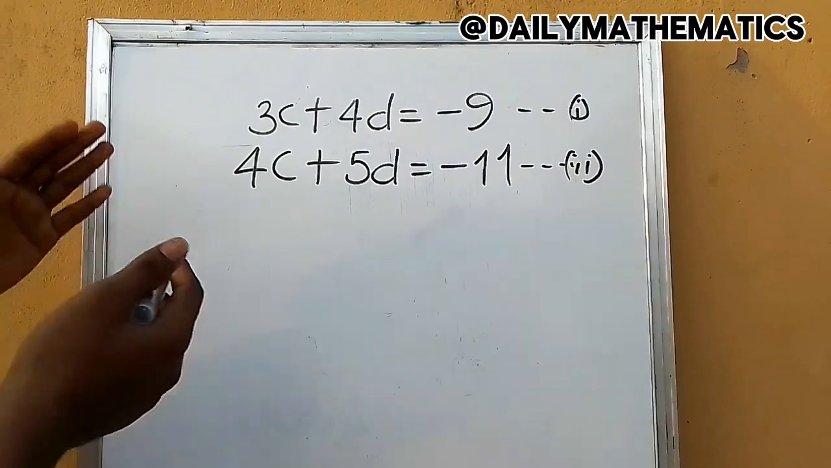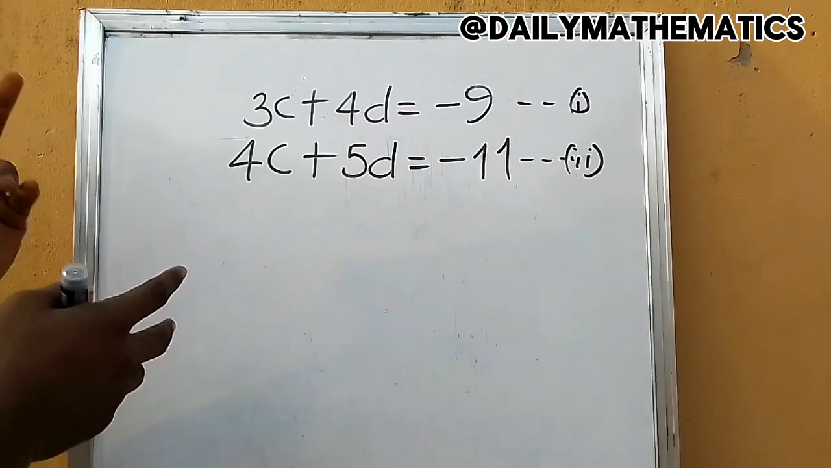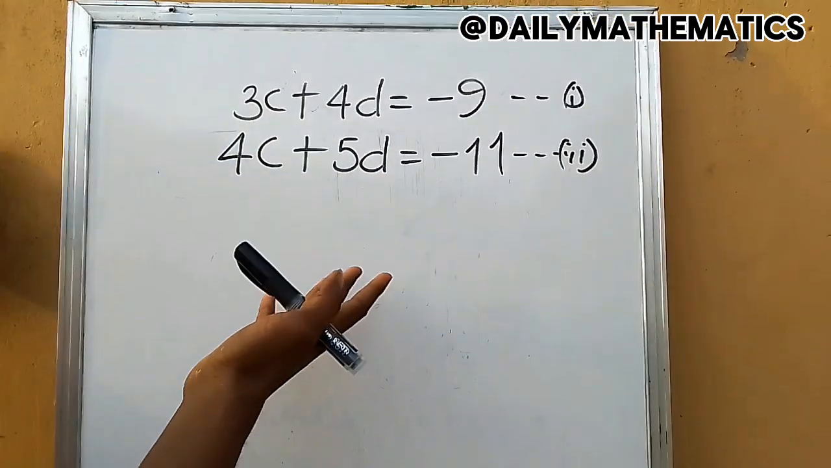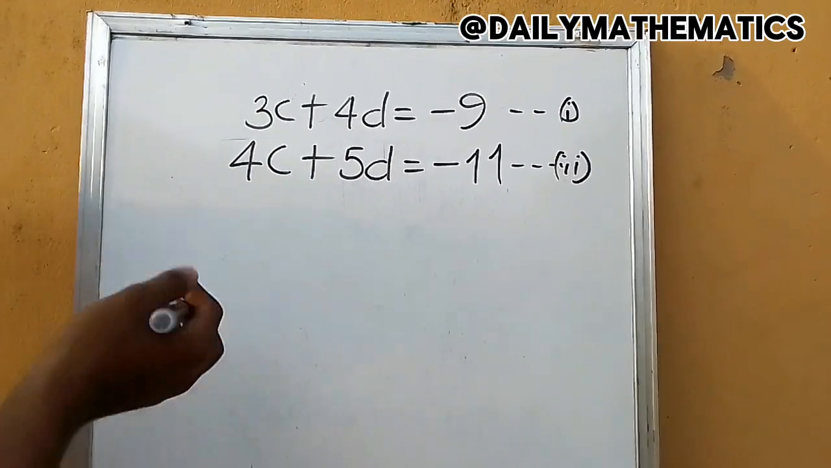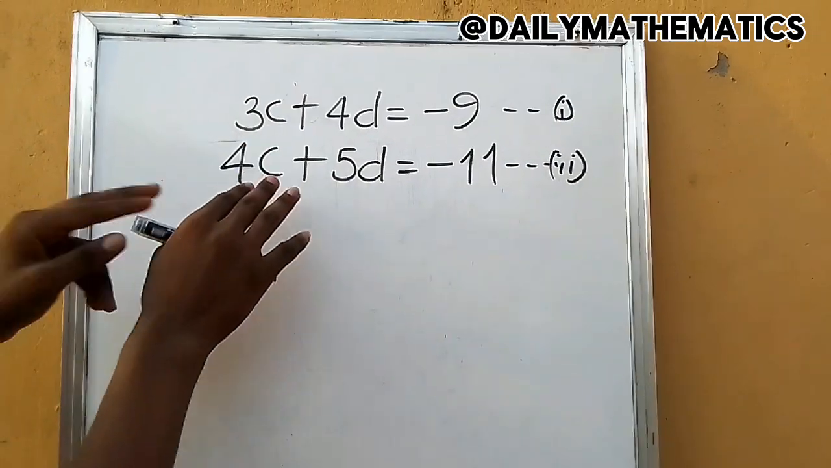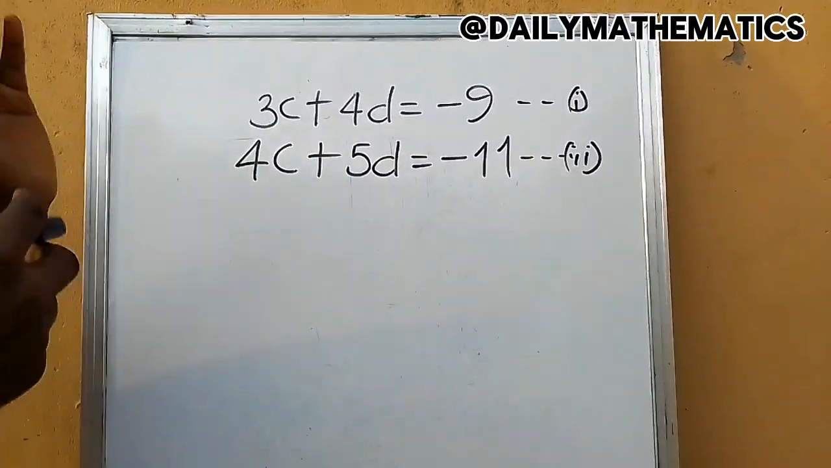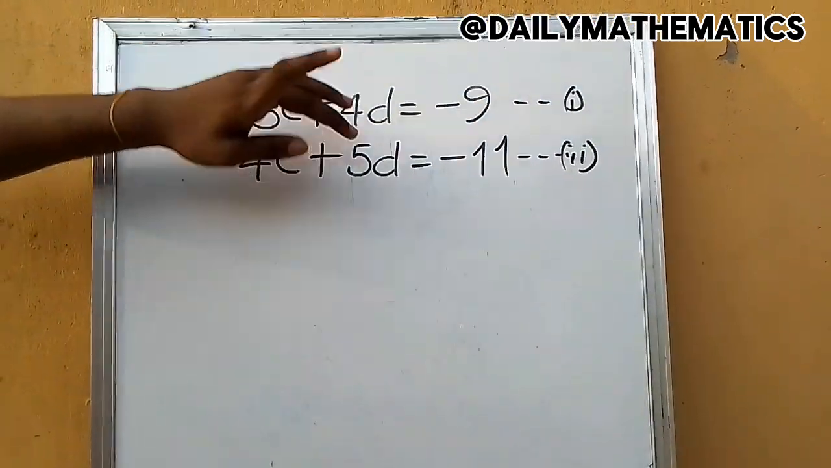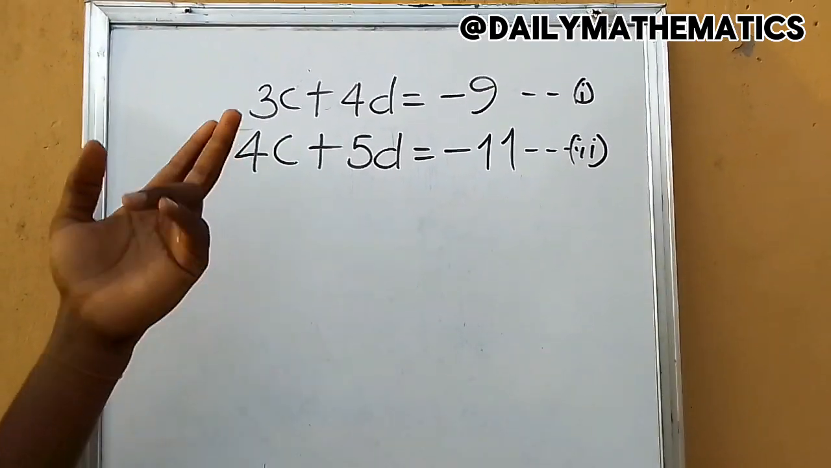For you to cancel out any part of this equation, you have to look at the coefficient of that. If you look at the first and the second equation, you can cancel any letter, whether C or D. If it's the C you want to cancel, you look at the coefficient. This is 4, this is 3. You can't cancel. For it to cancel, the coefficient must be the same. This is 4, this is 5. You can't cancel it. The coefficient of the letters you want to cancel must be the same.